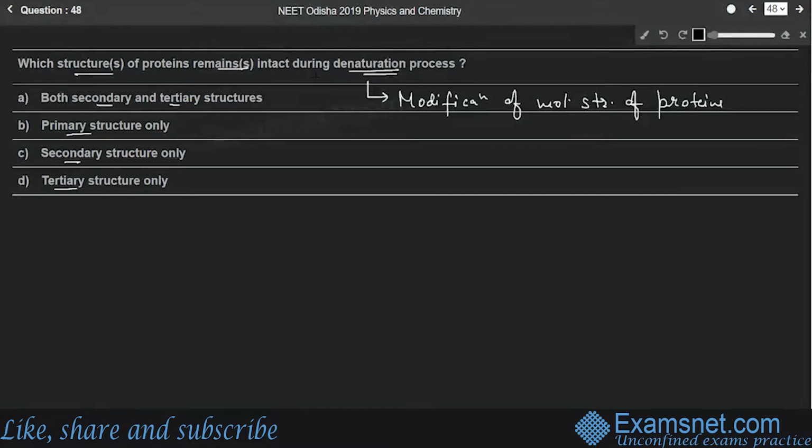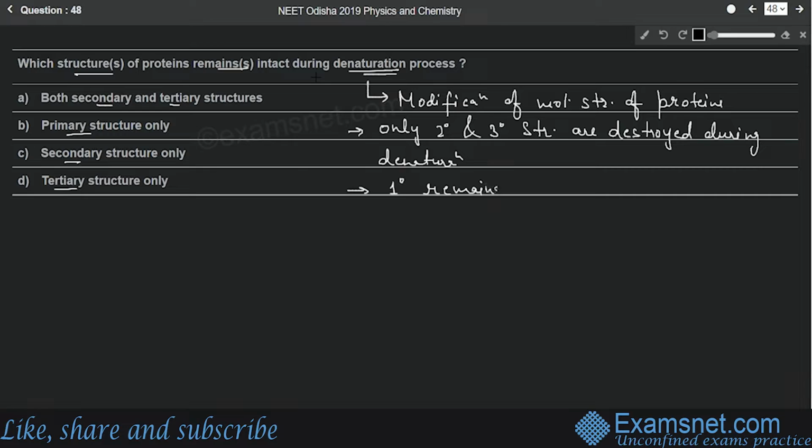Here we have to remember that only secondary and tertiary structures are modified. Only 2 degree, that is secondary, and 3 degree, that is tertiary structures, are destroyed or modified during denaturation. That means the primary structure, 1 degree, remains intact or unaffected. Here we have to answer which structure remains intact during denaturation, so the correct option will be option B, that is primary structure only.